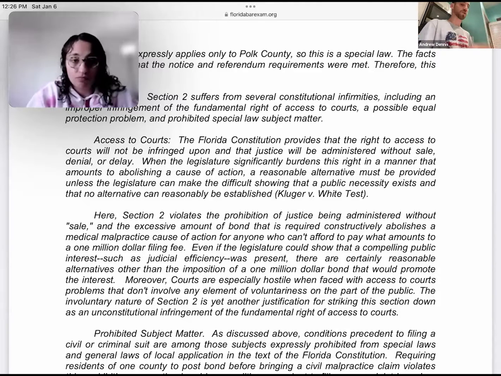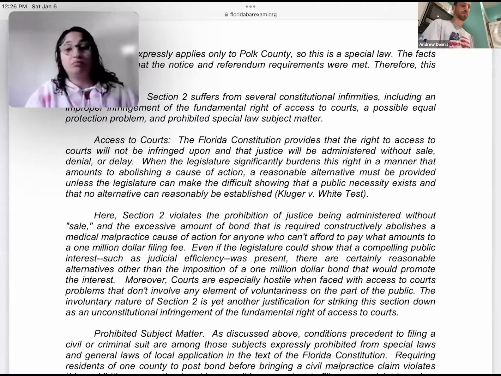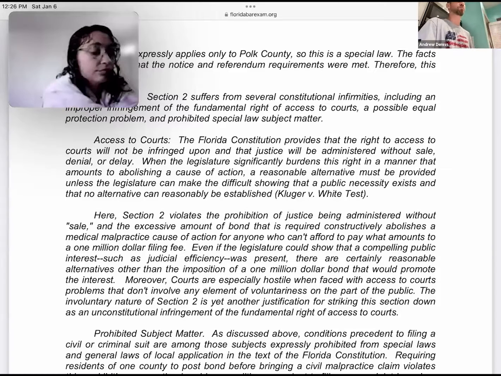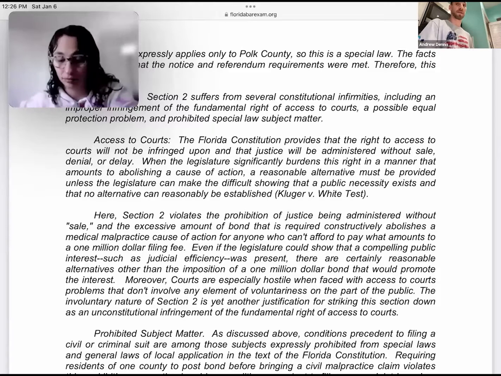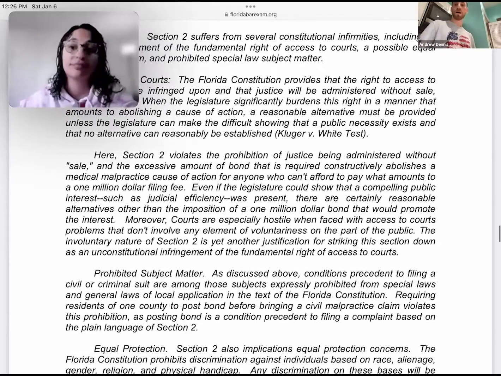Simply put, access to courts is a fundamental right. Under the Florida Kluger Doctrine, we can overcome that and deny access to courts for an overarching public necessity. My best example is the coronavirus. During the pandemic, they were like, can't access courts today because you're going to die, allegedly.